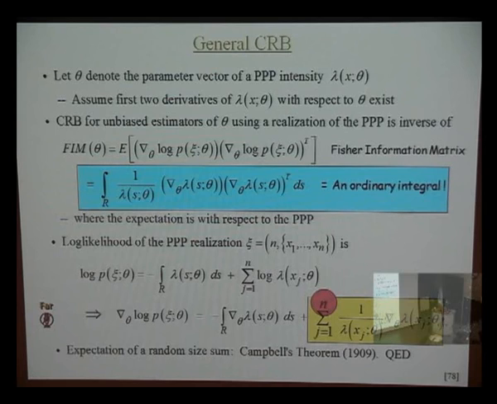I don't have to tell you what the estimator is. You don't have to know it. You can compute this without knowing the estimator. And this is the Fisher information. The inverse of this Fisher information is the Cramer-Rao bound.